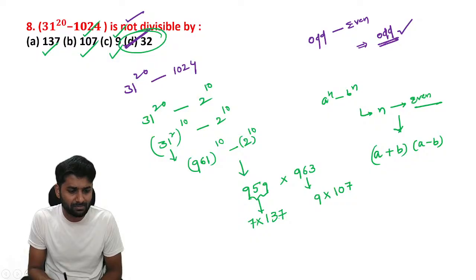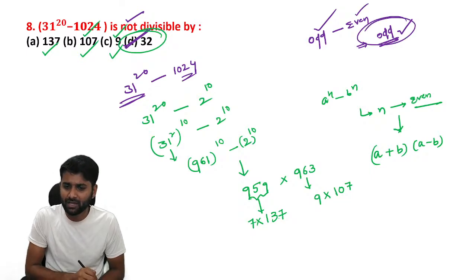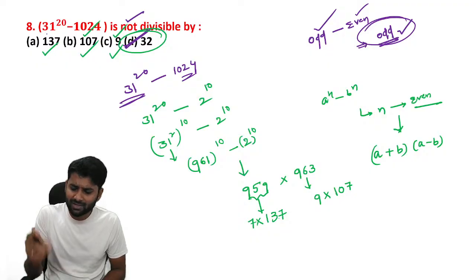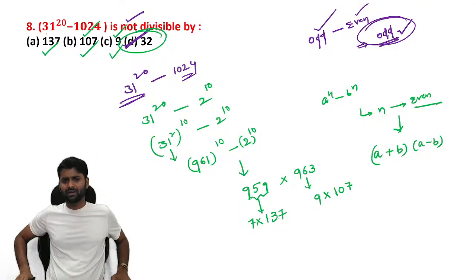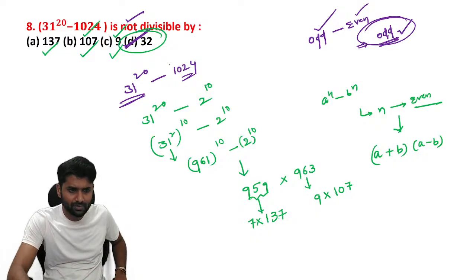But if you do some smart work, you can answer this kind of question. You know that this is the resultant of odd and this is the resultant of even, then the resultant must be odd. So an odd number is always divisible only by odd numbers. You never get even. So that's why it is not divisible by the even option. Do some smart work.